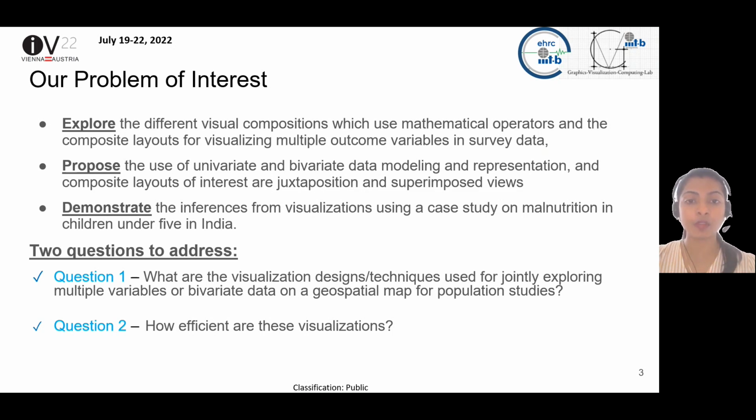We propose the use of univariate and bivariate data modeling and representation among composite layouts of interest being juxtaposition and superimposed views. Here we demonstrate the inferences from visualization using a case study on malnutrition in children under 5 in India and Karnataka. There has been limited work in considering visualization methods for bivariate data on geospatial visualizations. Now we will discuss the methodologies used for visualizing such data.